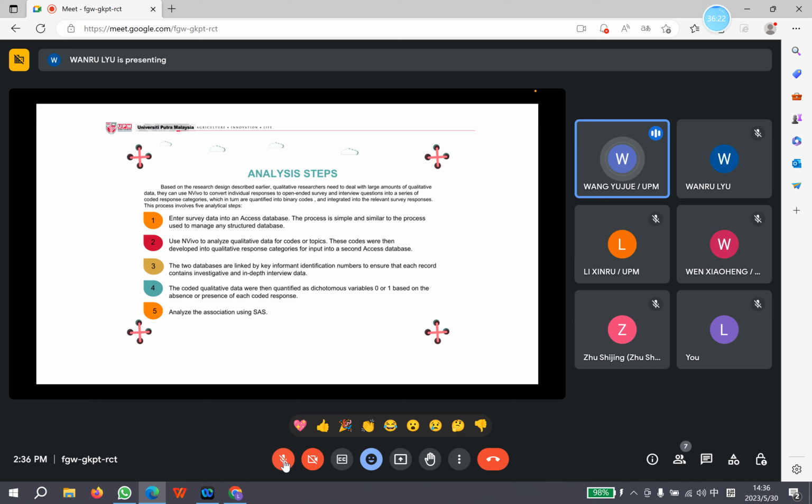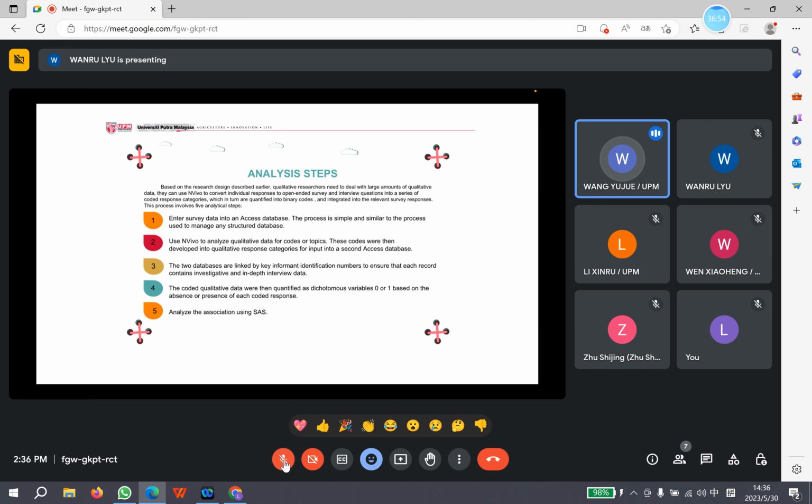First, enter survey data into an Access database. The process is simple and similar to the process used to manage any structured database. Second, use NVivo to analyze qualitative data for codes or topics. These codes will then develop into qualitative response categories for input into a second Access database.